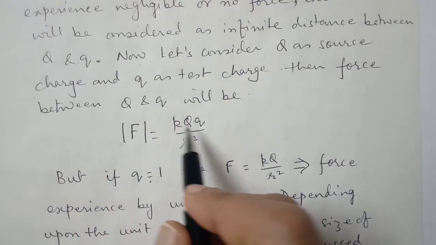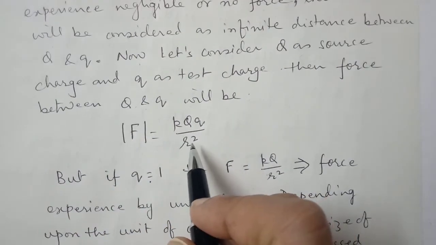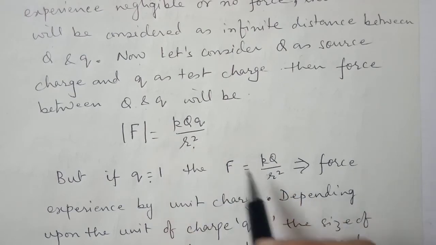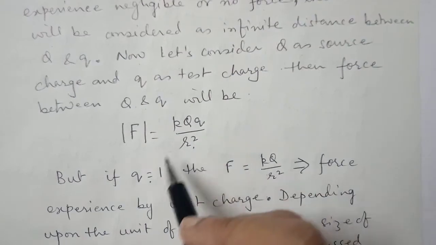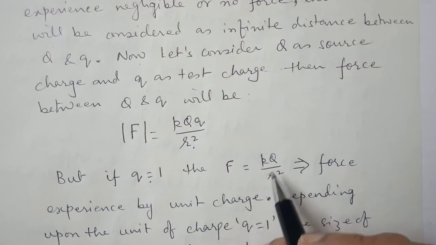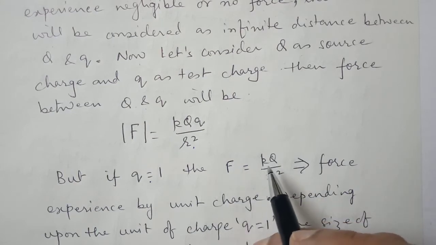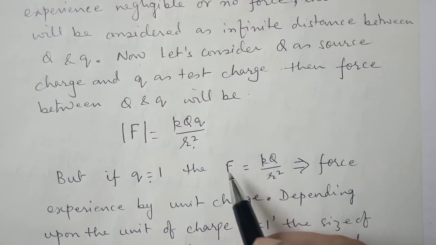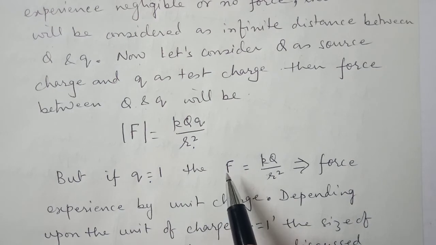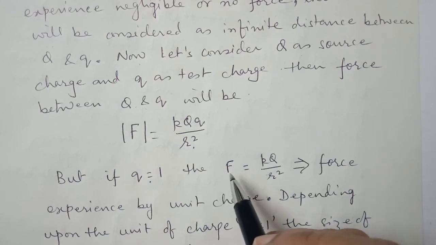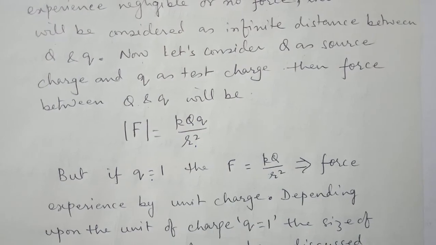F is equal to K capital Q small q upon R square. If I consider q as 1, then force becomes KQ upon R square. Here what we are observing is only the capital Q charge. There is nothing known as small q over here. So, this term will have a different name now. We call that the field and understand it as the force experienced by unit charge.